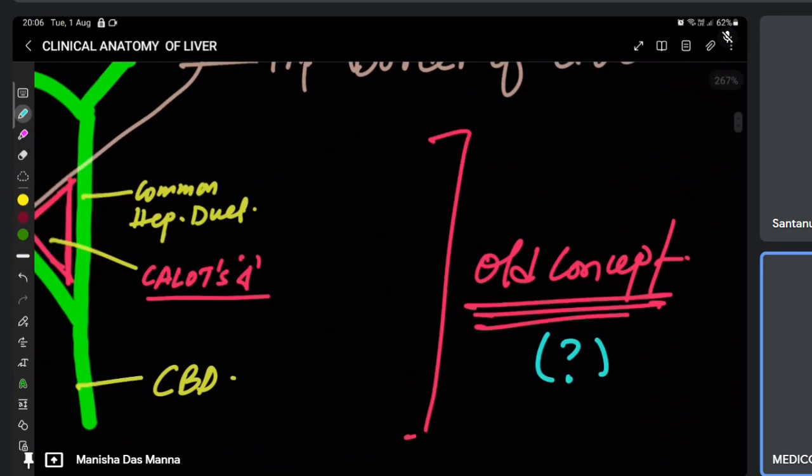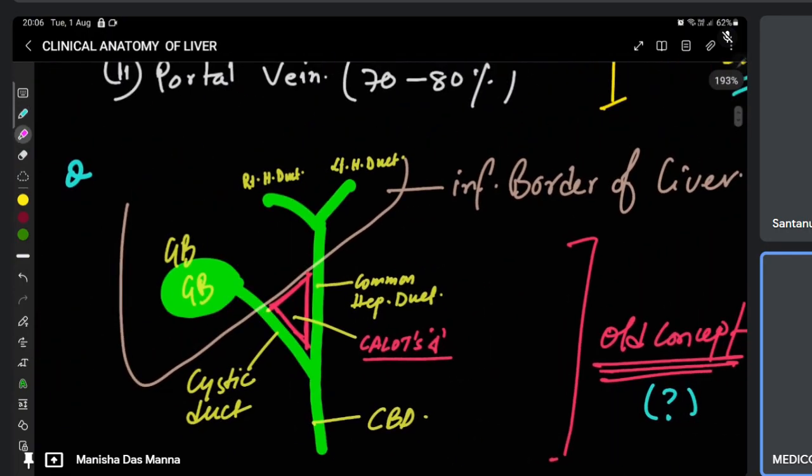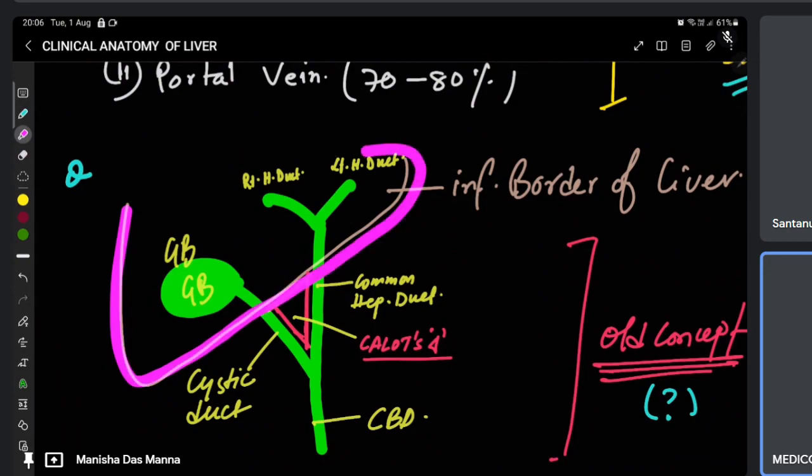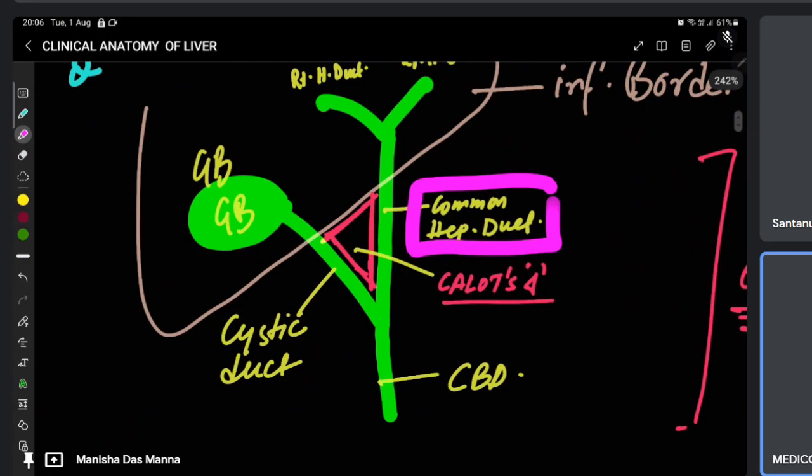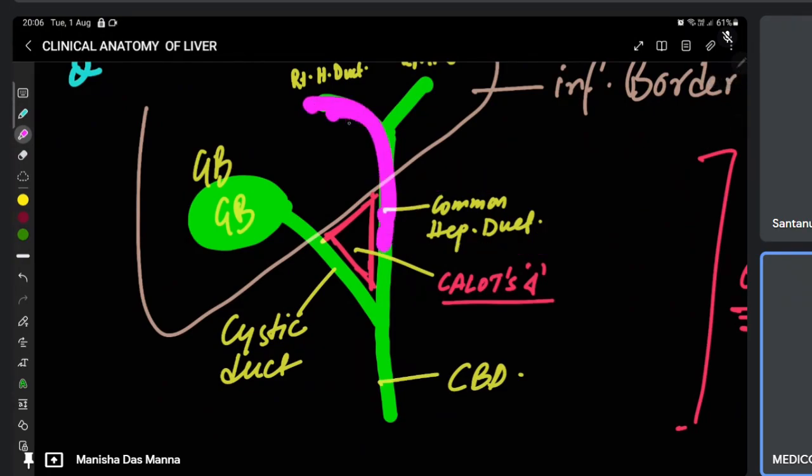But what is the old concept? This is the lower or inferior border of the liver. And this is the gallbladder from the anterior aspect. This is the right hepatic duct, and this is the left hepatic duct. When the right hepatic duct and left hepatic duct join with each other, they form the common hepatic duct.